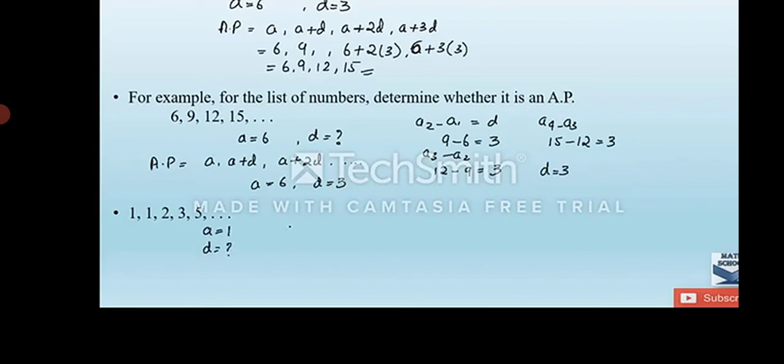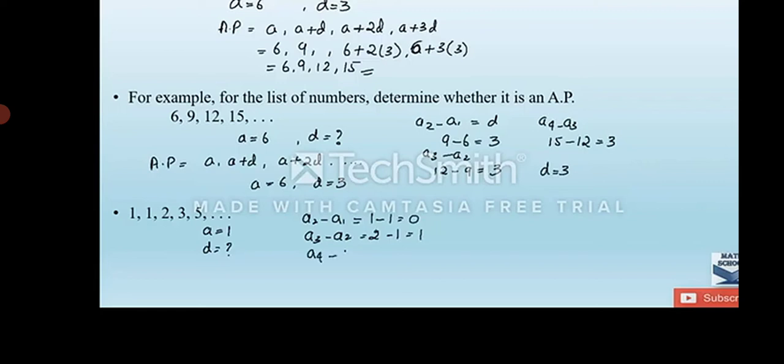Similarly, let us check whether this list of numbers is an AP or not. The first term A here is 1. Now we have to determine the common difference D. The common difference has to be equal between all the terms. So let us check A2 minus A1. A2 is 1 and A1 is also 1, so 1 minus 1 is 0. Then A3 minus A2: A3 is 2 and A2 is 1, so 2 minus 1 is 1.